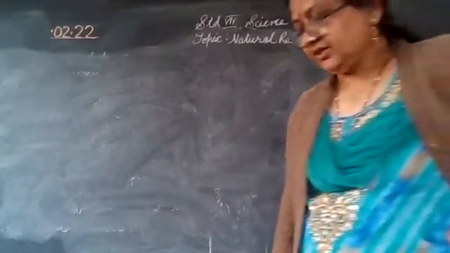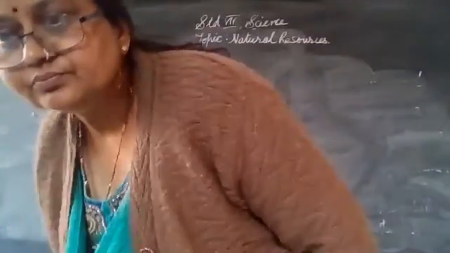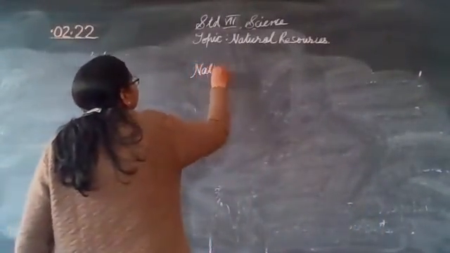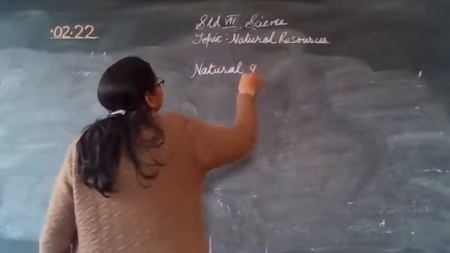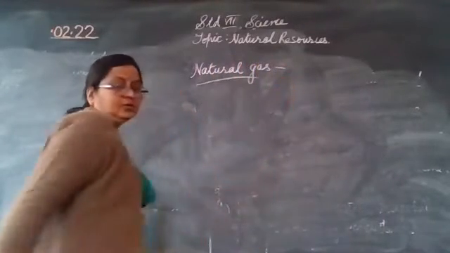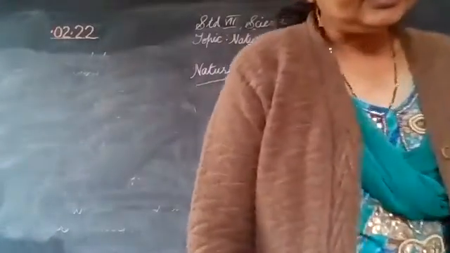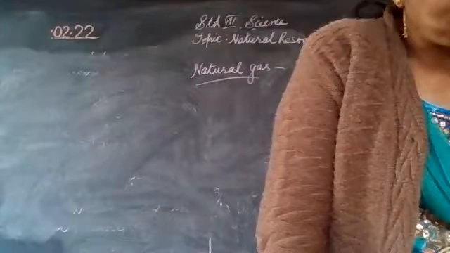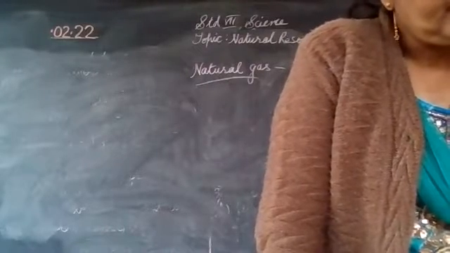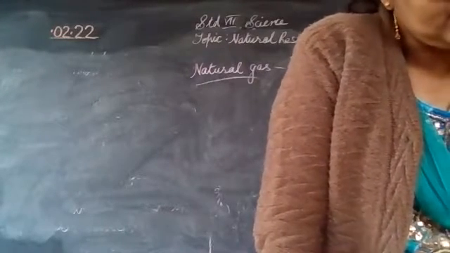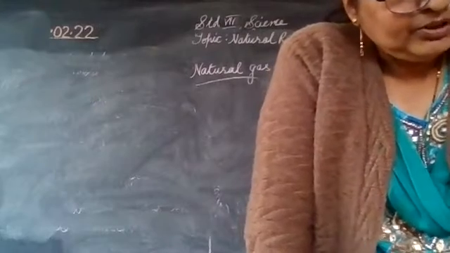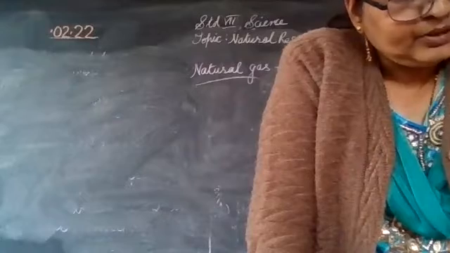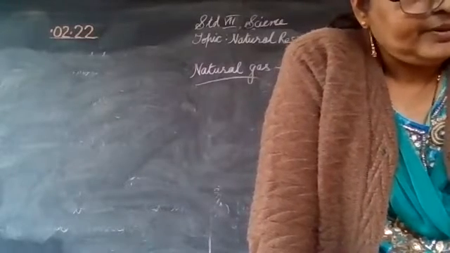Now, what is natural gas? Natural gas is an important fossil fuel. It is found associated with petroleum in underground wells, and in some places natural gas is found alone. So it is either found associated with petroleum or it is found independently also.